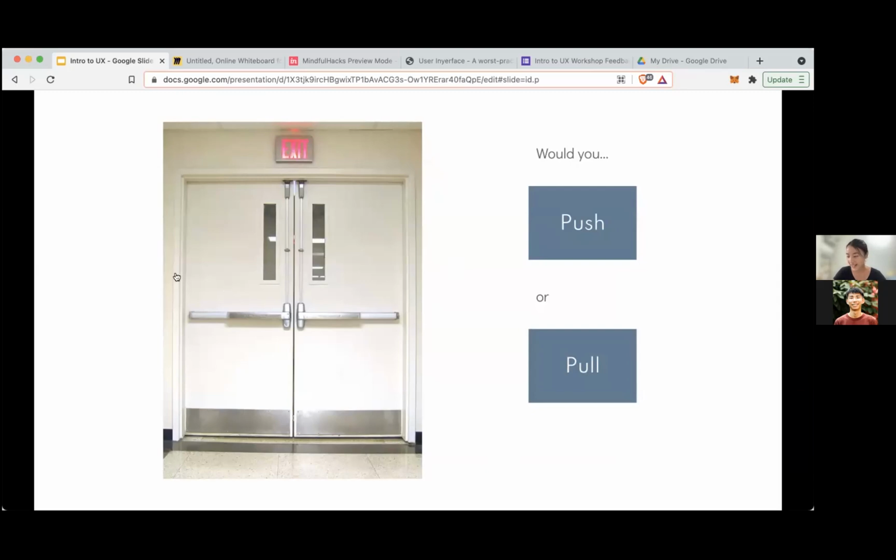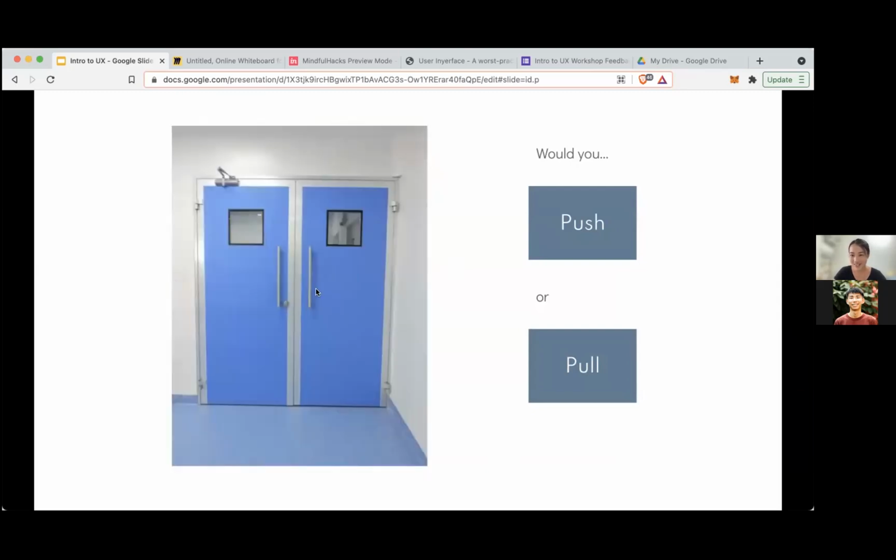Okay, moving to the next one. How about this door? Would you push or would you pull? Also choose your response on Slido.